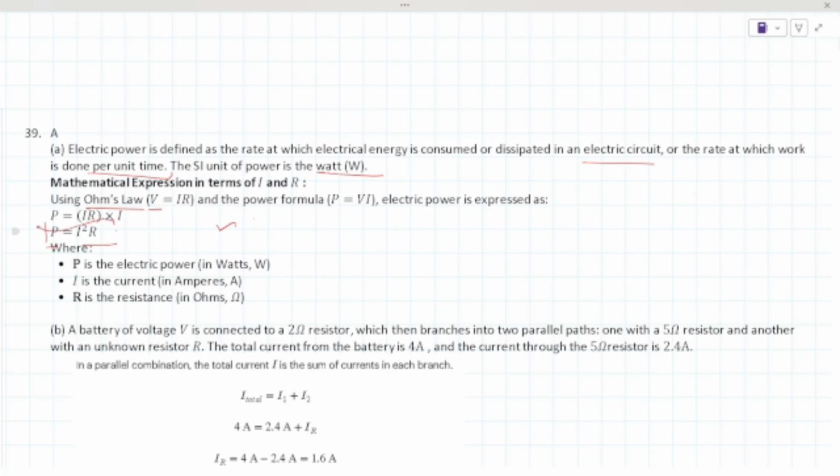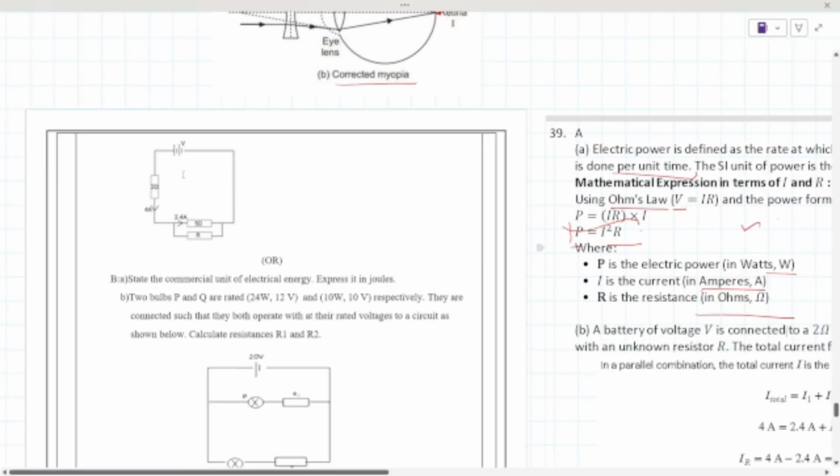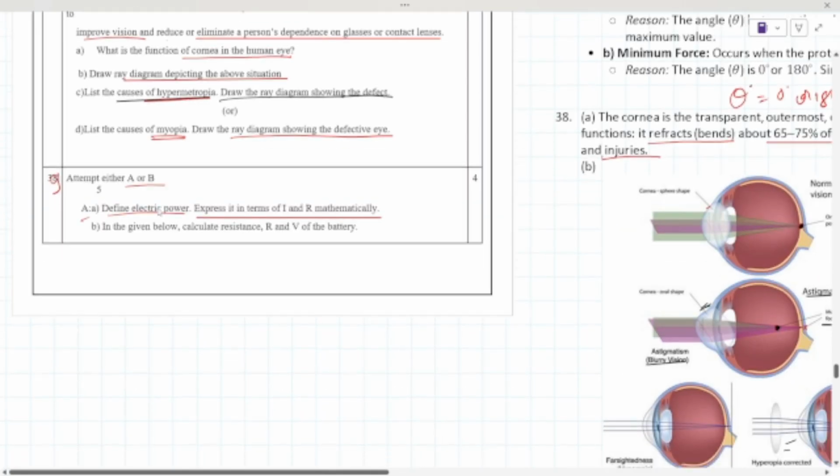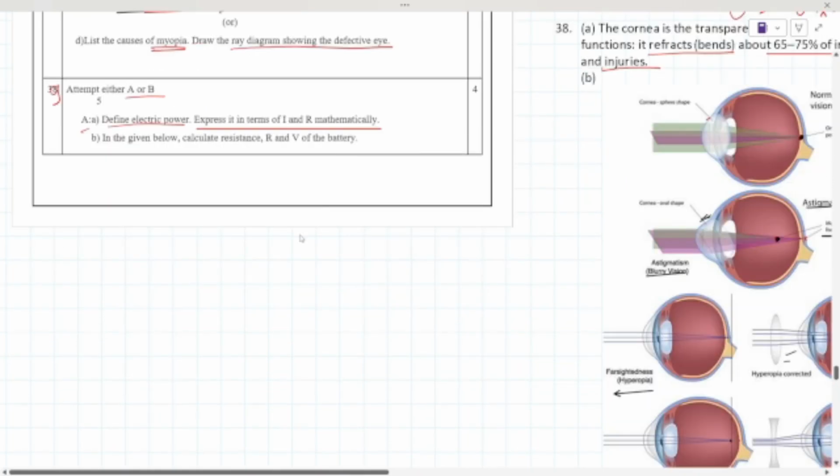Here you can write electric power P equals I squared R, where I is the current and R is the resistance. Clear or any doubt? No doubt. Given the circuit below, calculate the resistance R and V.